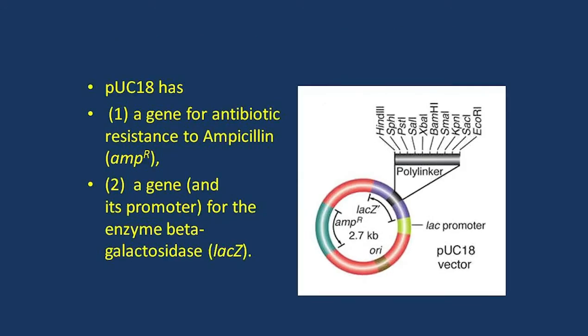pUC18 has a gene for antibiotic resistance, AmpR. It has a gene called the lacZ gene and its promoter, which produces the enzyme beta-galactosidase.